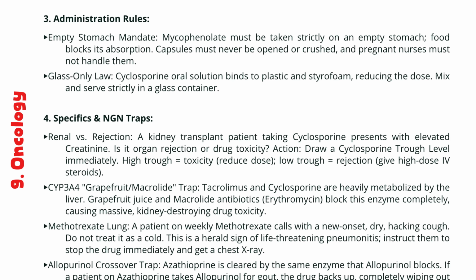NSAIDs cause a similar pileup with methotrexate. They compete for renal excretion, so ibuprofen taken for breakthrough pain drives methotrexate to toxic levels. Acetaminophen is the safe substitute.